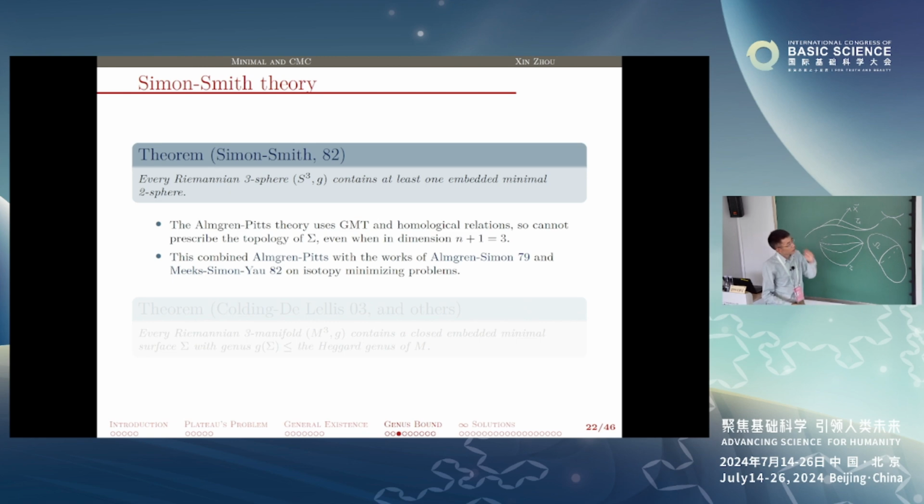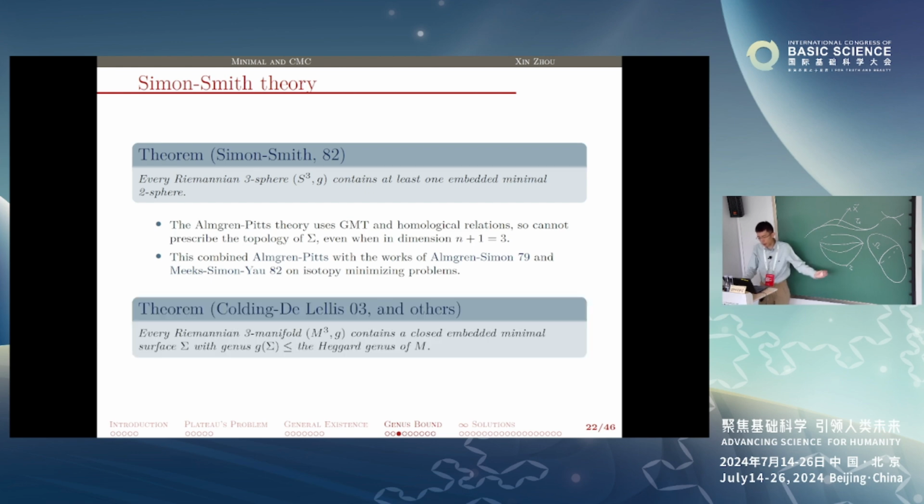They indeed combined the Almgren-Pitts idea with earlier work of Almgren, Simon, and Ming Simon Yau on isotopic minimizing problems. The isotopic minimizing problem concerns that you start with the surface and deform it only by ambient diffeomorphisms. And you minimize among that class. That will be way smaller than deforming the surface of any topological type. But they were able to show the existence of a minimizer with fixed topology. So that's why Simon-Smith were able to do that in the min-max category.